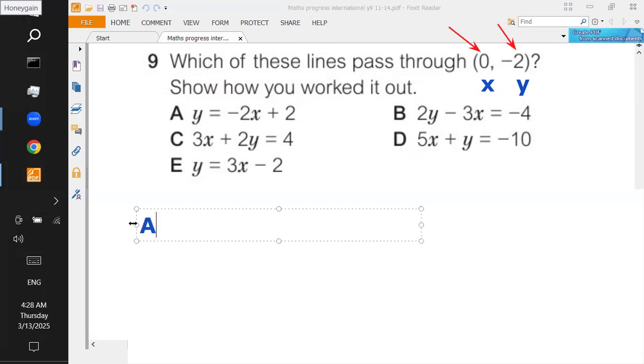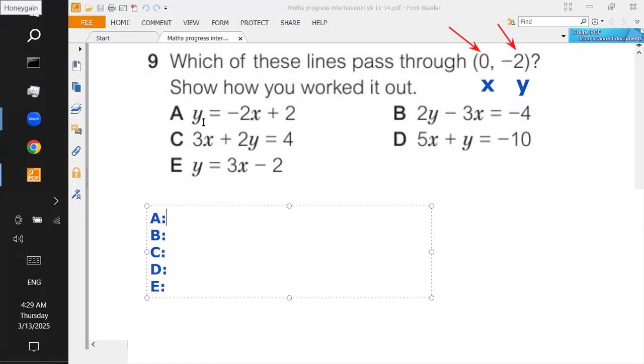So I'm going to write A here. Let's make it smaller. Let's do them one by one. So A, B, C, D, and E. So let's start with A. With values of A here, the y is what? Very good. The y is negative 2.